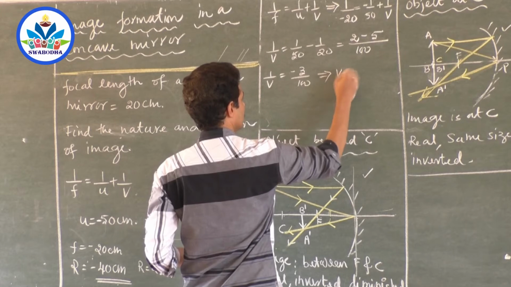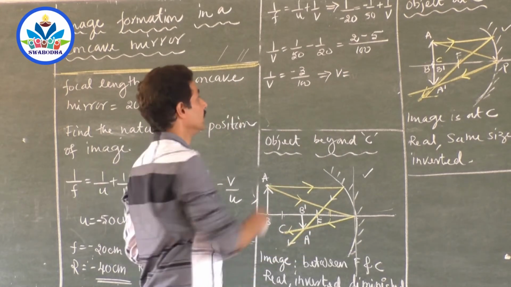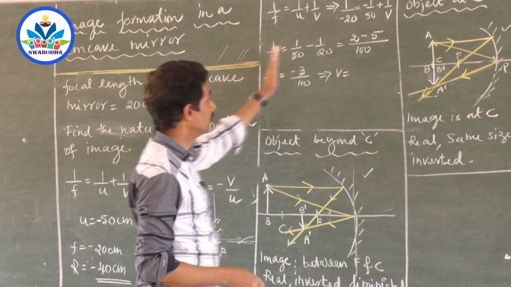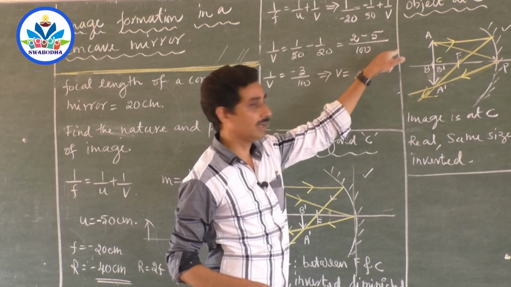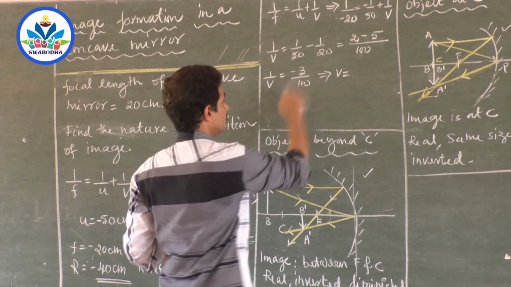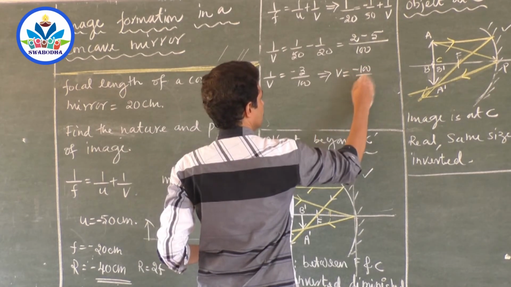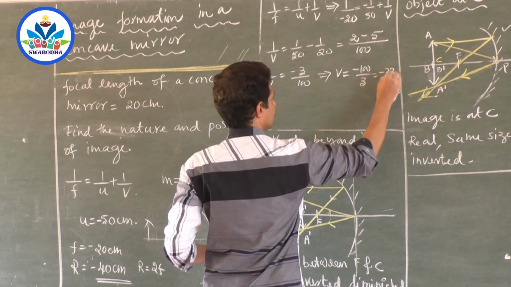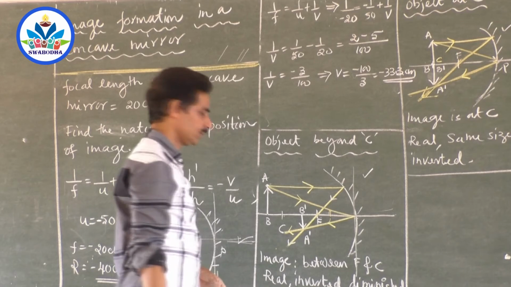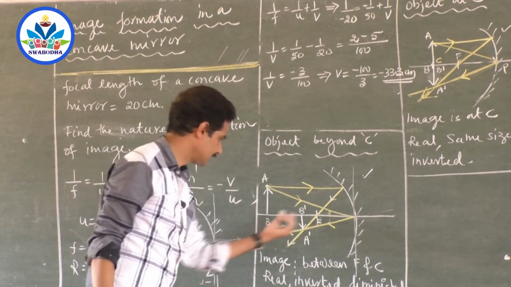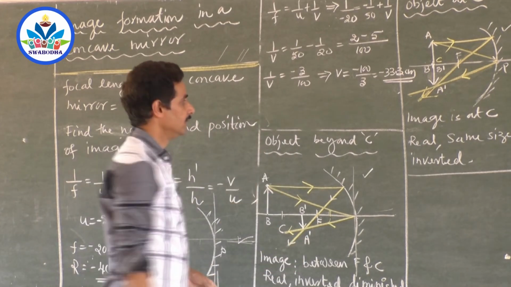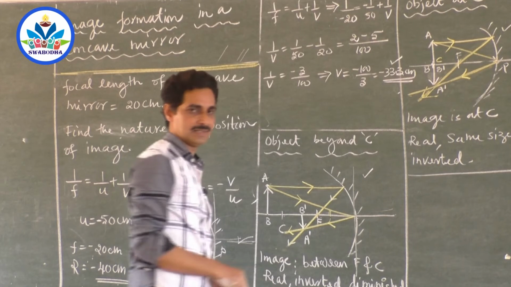That implies v is equal to... So keep a habit of writing 1 by v always. Otherwise, you will write 1 by v here, keep on writing this, 3 by 100 also here, and take 0.003 as the answer. But it is not the answer, it is 1 by v. What is v equal to? Minus 100 by 3, minus 33.33 centimeter. Does it lie between 20 and 40? F and C. F is 20, C is 40, double. Yes, that is correct. So the image is formed between F and C, at minus 33.33.